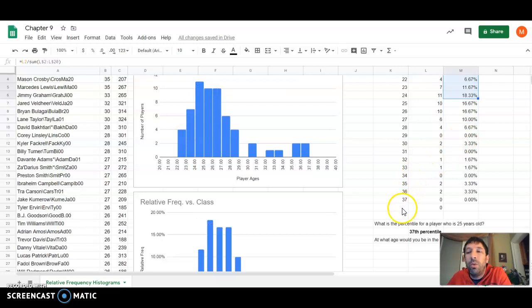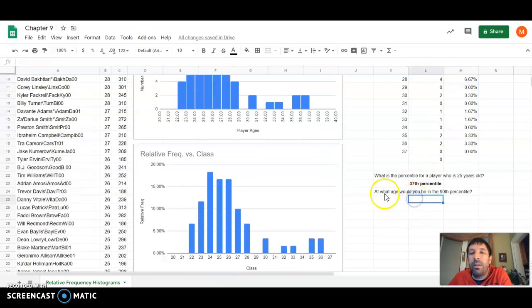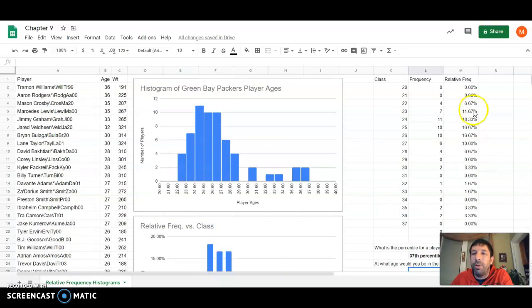Okay. We can turn this around, and instead of asking what percentile somebody is in, we could ask at what age you would be in the 90th percentile. That means 90% of players have to be below your age. So if we start at the top and start adding these up, we can see we're getting to 53%, 70%, 80%, around 87%, still 87%, and then here we hit 90%.